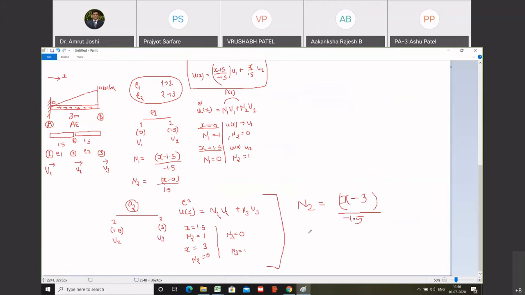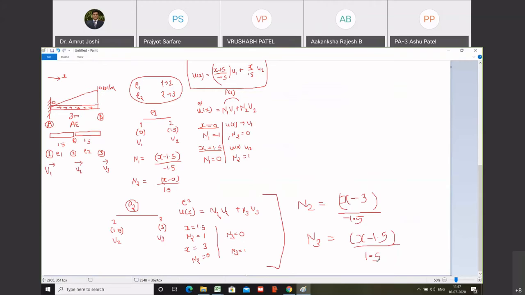And what is the value of N3? What is the condition? I want N3 to be 0 at x equal to 1.5. So if it has to be 0 at x equal to 1.5, it is x minus 1.5. And I want it to be 1 at x is equal to 3. So I have to divide it by 3 minus 1.5, plus 1.5. Are you with me? Yes, sir.